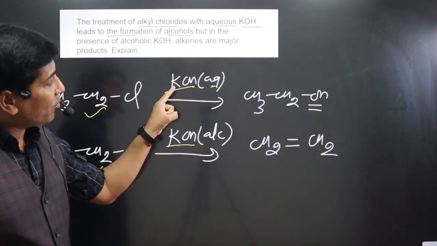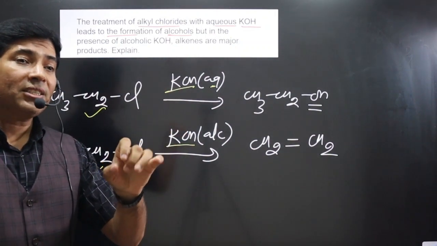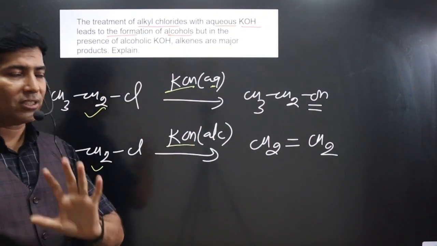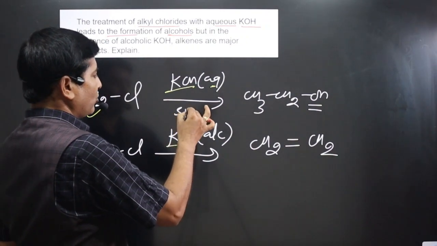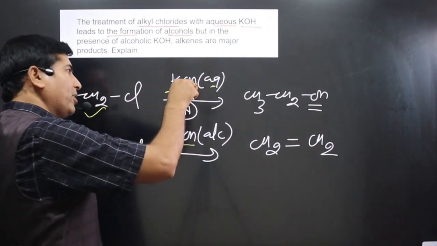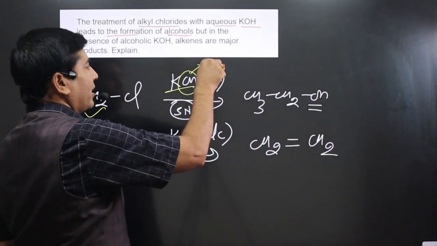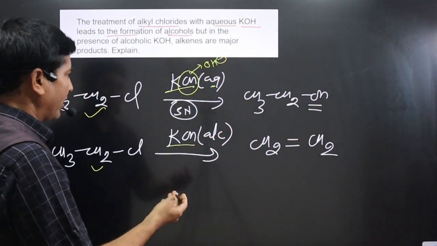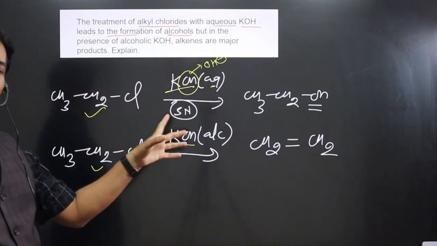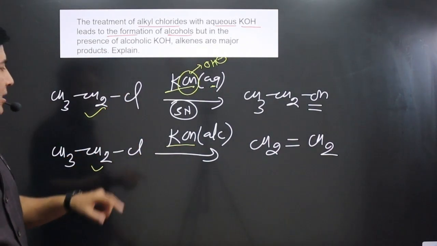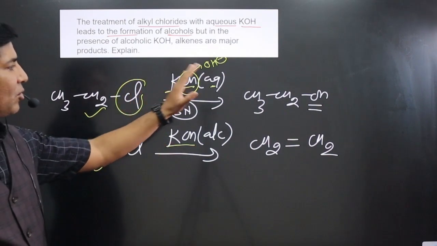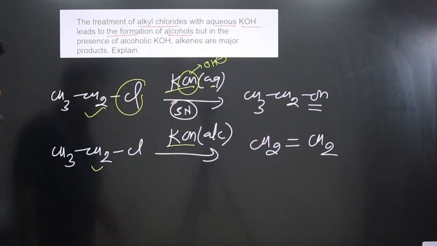Keep in mind, whenever potassium hydroxide is participating in the reaction in the aqueous medium, it causes nucleophilic substitution reaction. It will liberate a nucleophile, OH minus ion, a strong nucleophile, and it will kick out the weak nucleophile and complete the reaction. Cl minus ion is a weak nucleophile in comparison to OH minus ion. So in place of Cl, OH will come and the reaction is completed.